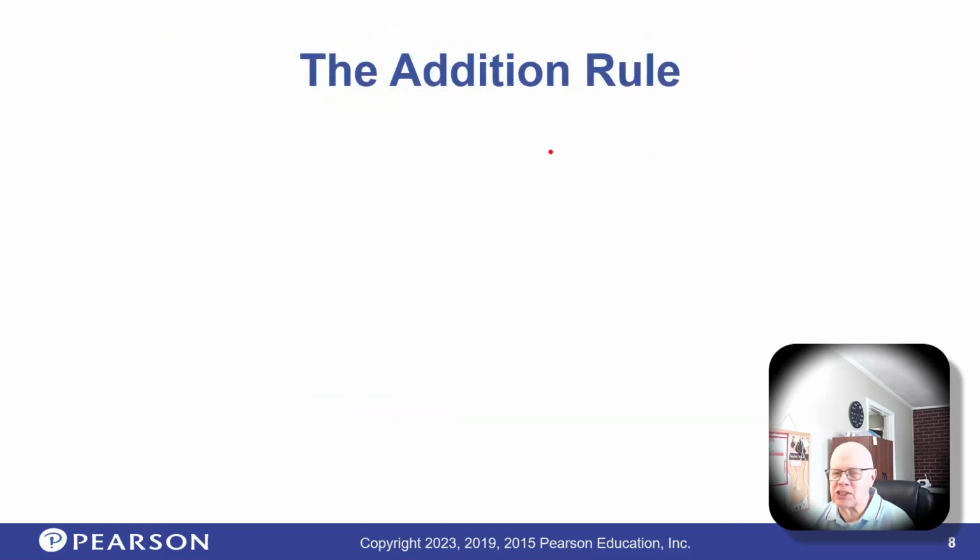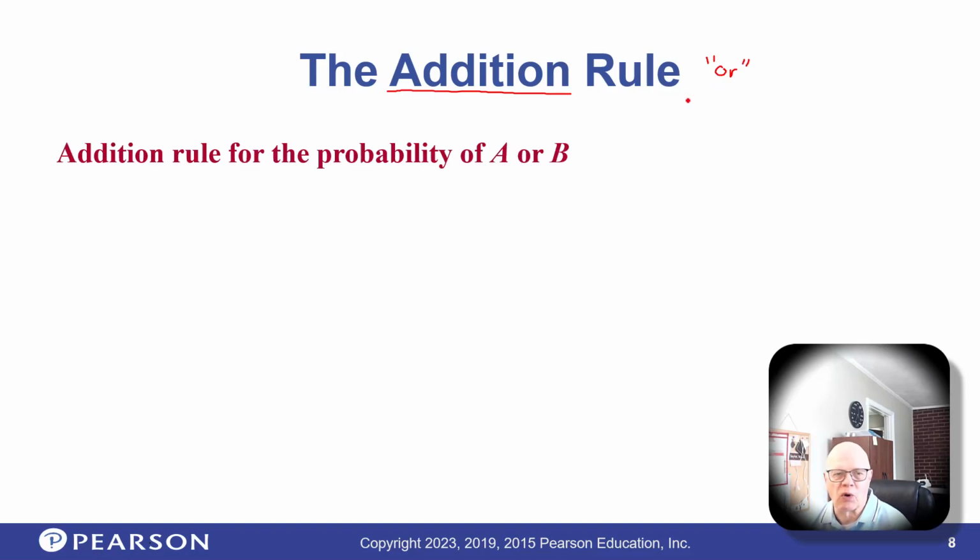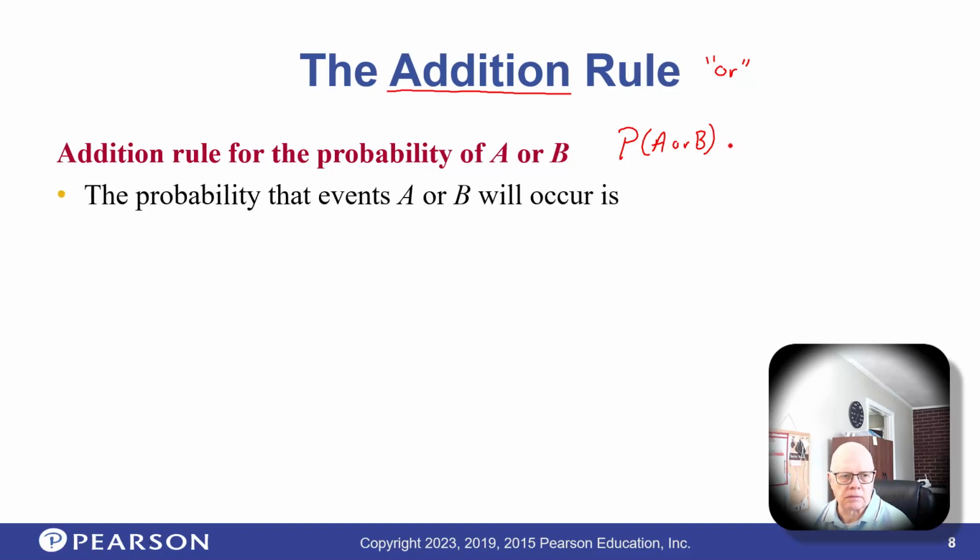Now we'll get to the addition rule. We've actually gotten to one of our major parts here, the addition rule. Remember, I gave you a little tip. We're talking about the word "or" between two statements. So look for the "or." It says the probability of A or B, and you can write it like this. Same thing. The probability that events A or B will occur is.